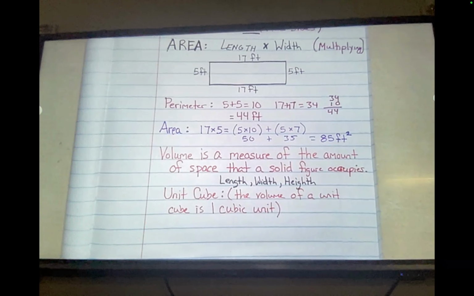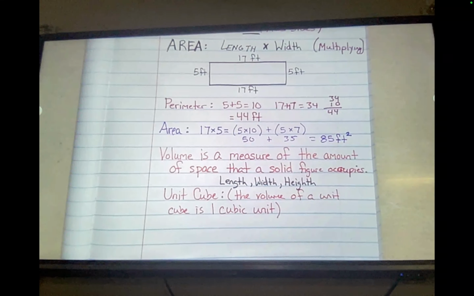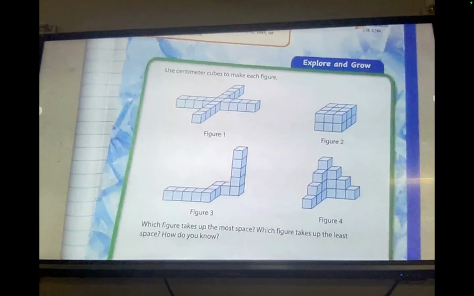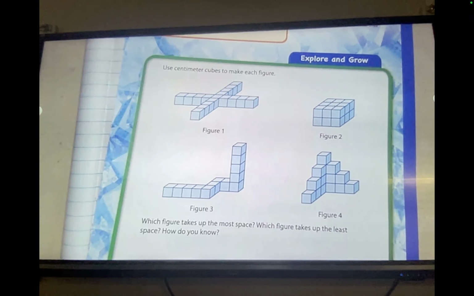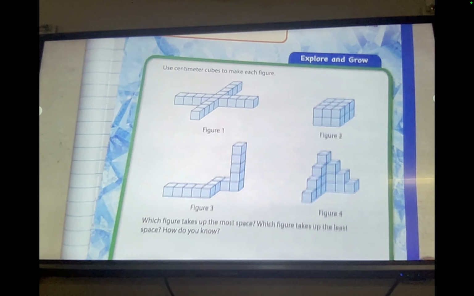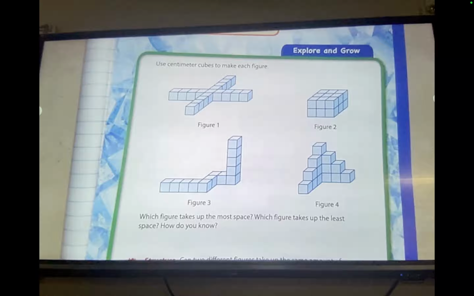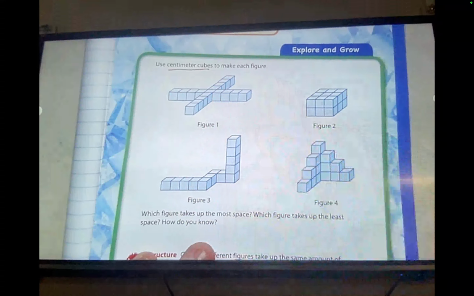What does that mean? Well, let's take this for example. You don't have to turn to it, but in your book, it gives some examples of, here are some figures. Now, these figures are not exact for the most part, meaning they're not representing a certain shape necessarily, but they are things that are taking up space, right? I think of 3D, it's three-dimensional, right? So if I was to measure the volume of these, the first thing I see, it says use centimeter cubes to make each figure.